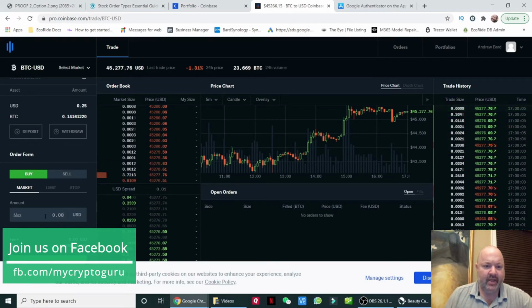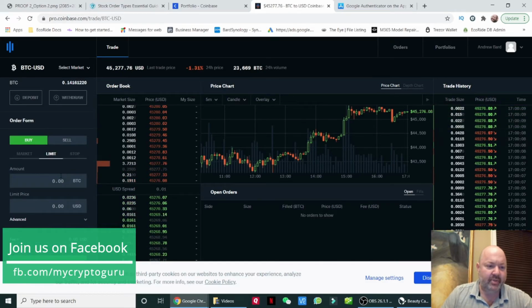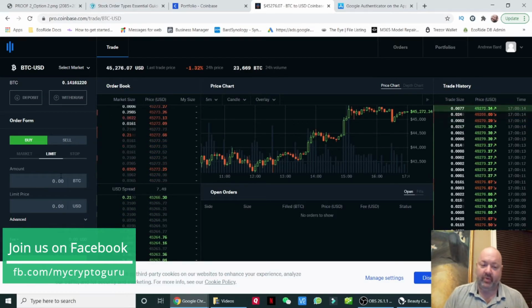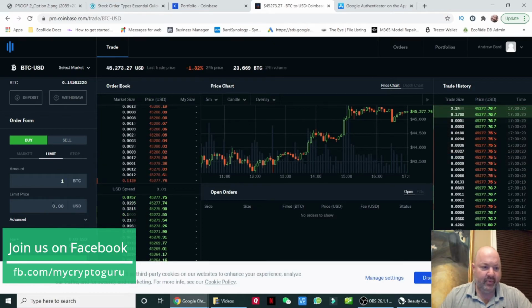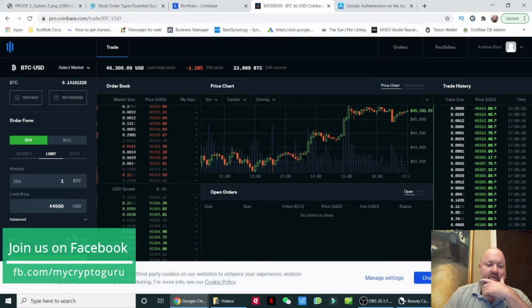This one here, limit order, is where I'm more worried about the price than the amount. I want to buy a certain amount of Bitcoin for a certain dollar value. So if I want to buy one Bitcoin and I want to put a limit price in, right now we're at 45,277. Maybe I want to buy it if it drops down to 44,500. You can see your fee down at the bottom. It'll hold this for you.